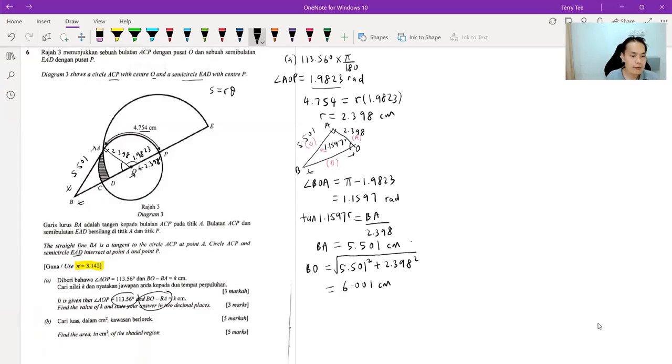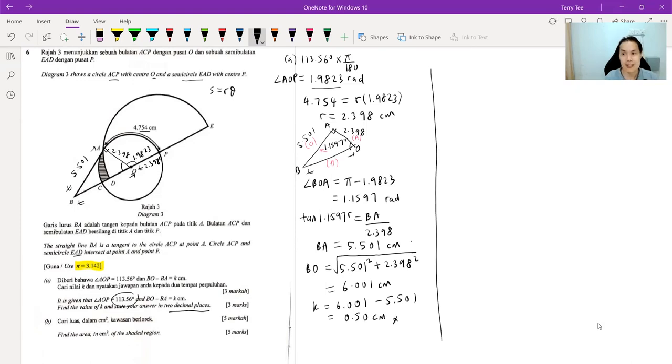Now we want to find the value of K. Remember BO minus BA is your K. So K is your BO 6.001 minus your BA 5.501. The difference is just 0.50. You don't have to write so many decimal points because the question says give your answer correct to 2 decimal places, so I'll just write 0.50, in cm.